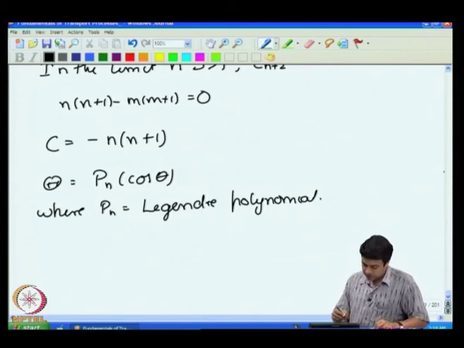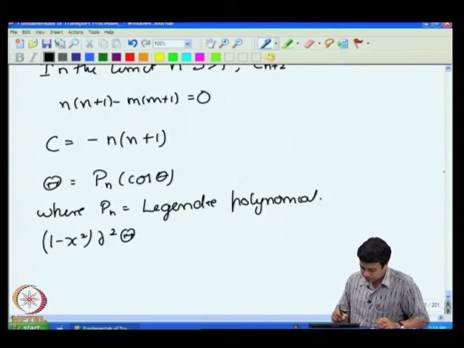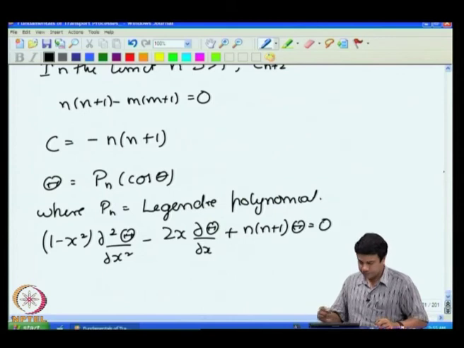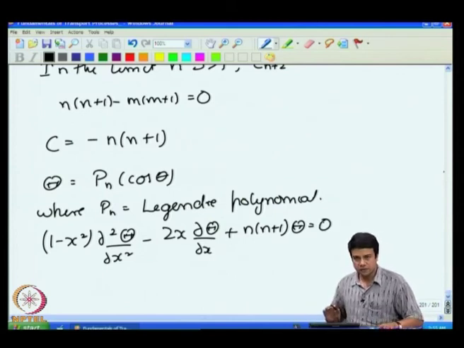So, for this particular truncation of the series, I will get an equation of the form 1 minus x square d square theta by dx square minus 2x d theta by dx plus n into n plus 1 theta is equal to 0. This has a finite solution only if n is an integer, and for this integer n, this theta is in the form of Legendre polynomials Pn of cos theta.